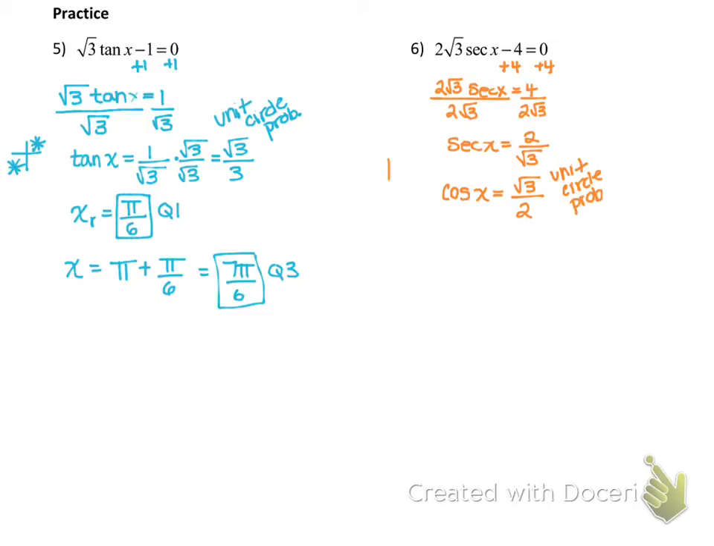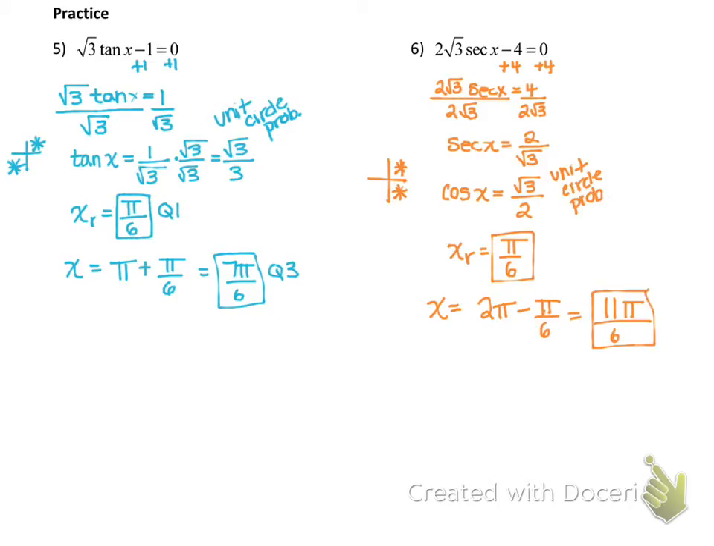And cosine is positive in quadrants 1 and 4. So in quadrant 1, if you look at your unit circle, our reference angle for where cosine is root 3 over 2 is pi over 6. And we need quadrant 1, so that's one answer. And then we do 2 pi minus pi over 6, and we get 11 pi over 6. And that gives us our quadrant 4 value.